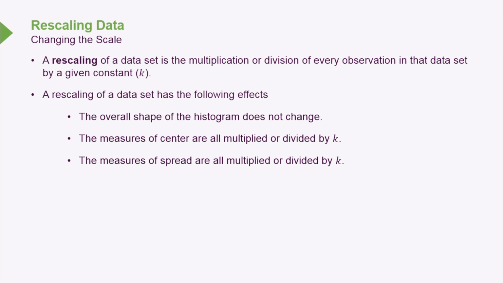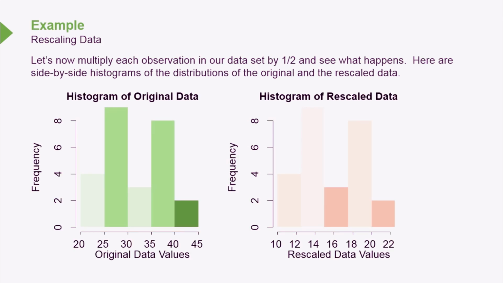All right, so now let's look at an example of what happens when we multiply each observation in our data set by 1/2. Here's the histogram on the left-hand side of the original data set, and now look at what happens on the right. The shape of the histogram looks exactly the same as it did before. However, if you look at the values on the x-axis, they're not as spread out. They go from 10 to 22 as opposed to 20 to 45. So the spread has decreased by a factor of 1/2.